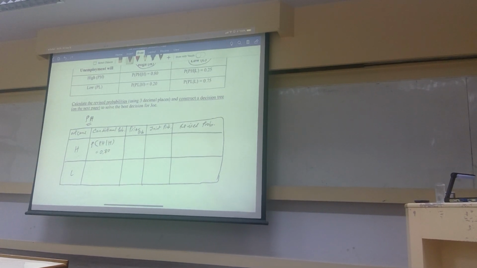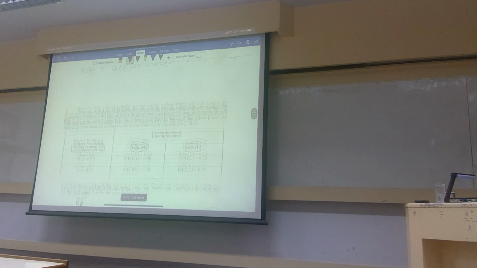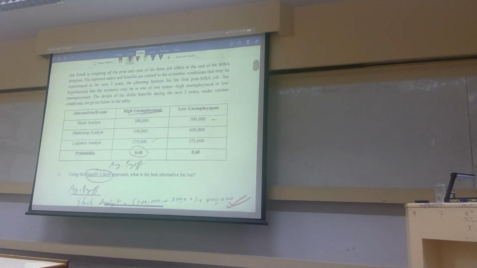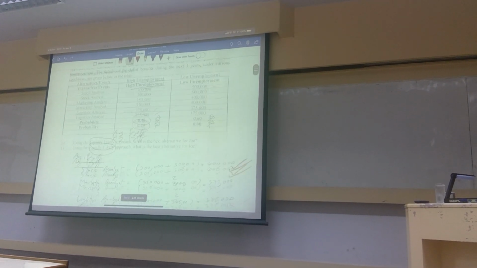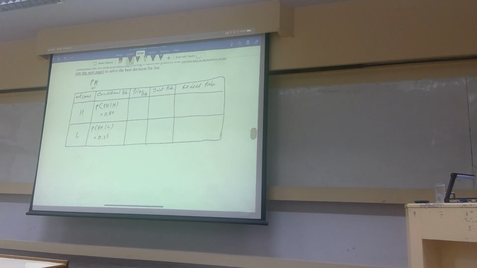And how about the cell below? It should be the probability of predict high, but actually low unemployment. So we're going to have 0.25 here. The next column is the prior probability, which is the probability that we estimated in the first term. High unemployment is 0.4, low unemployment is 0.6. So we have 0.4 right here and 0.6 right here.